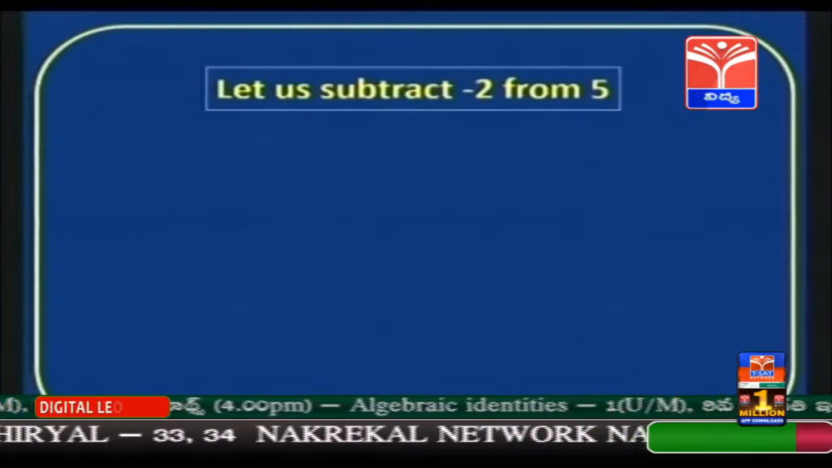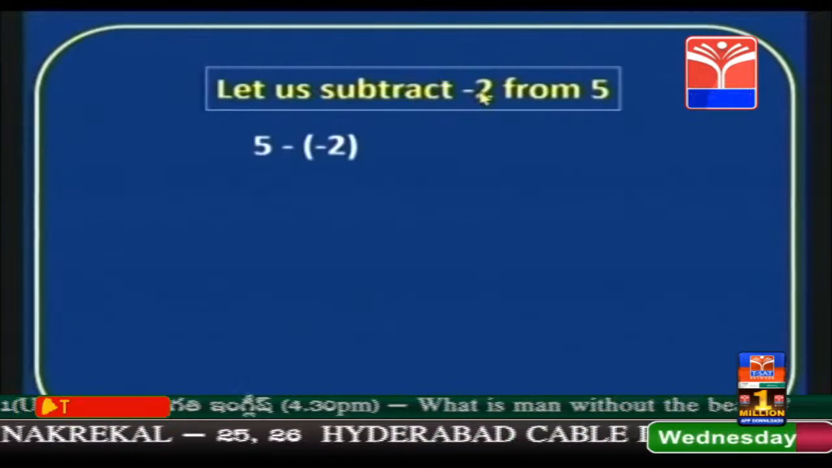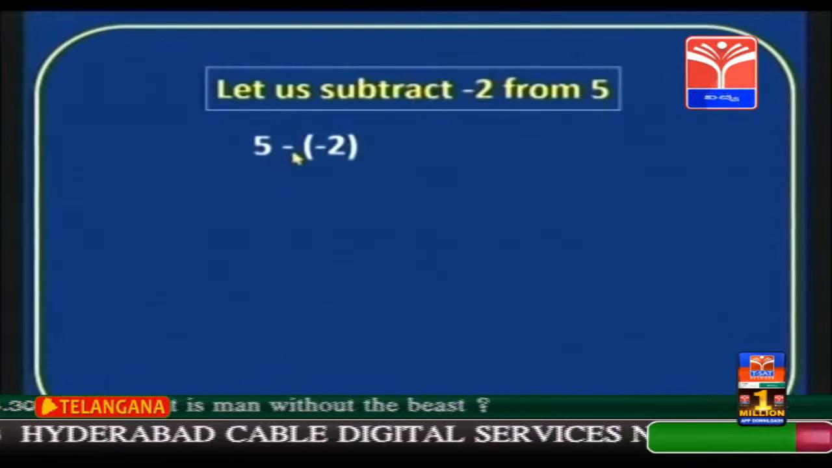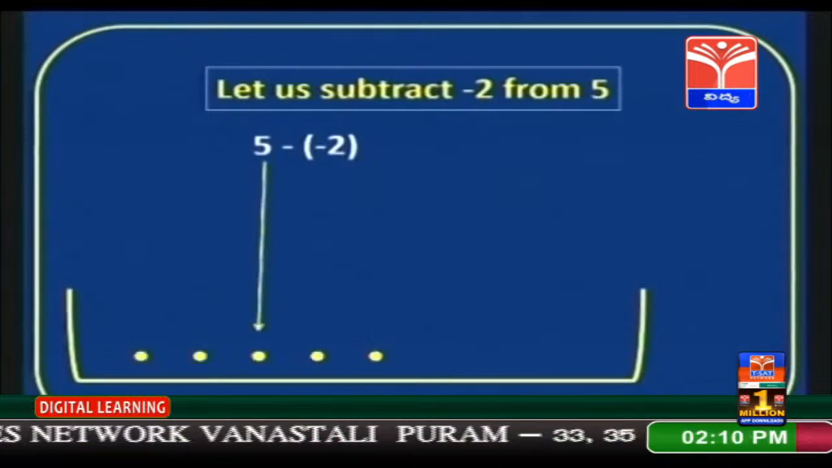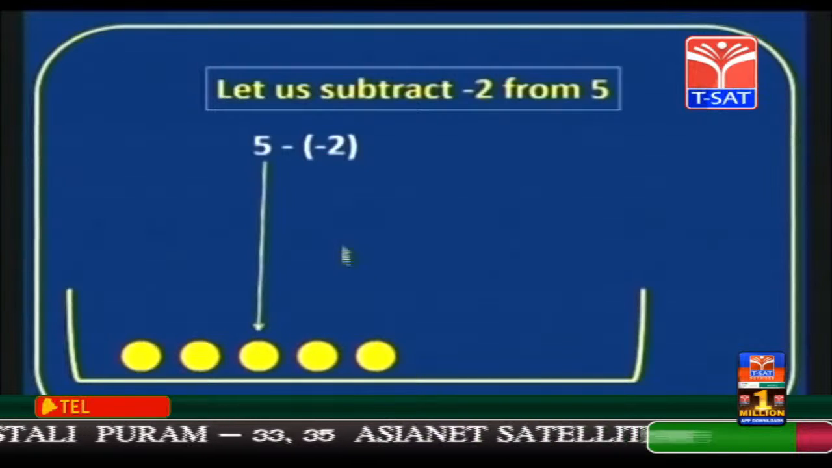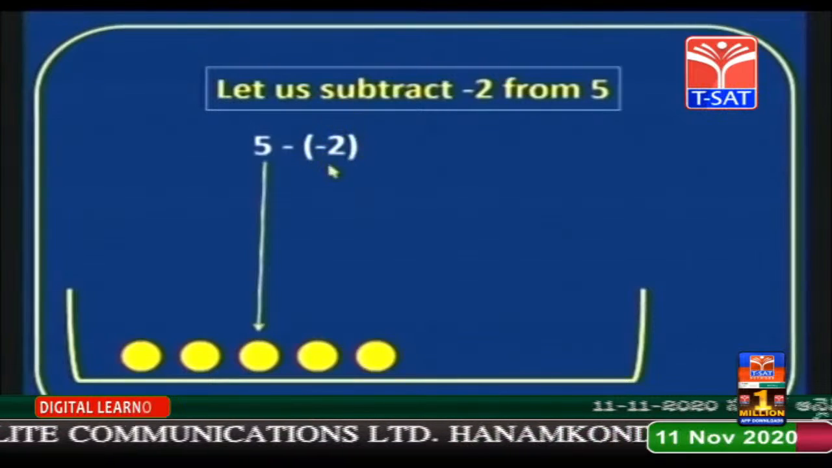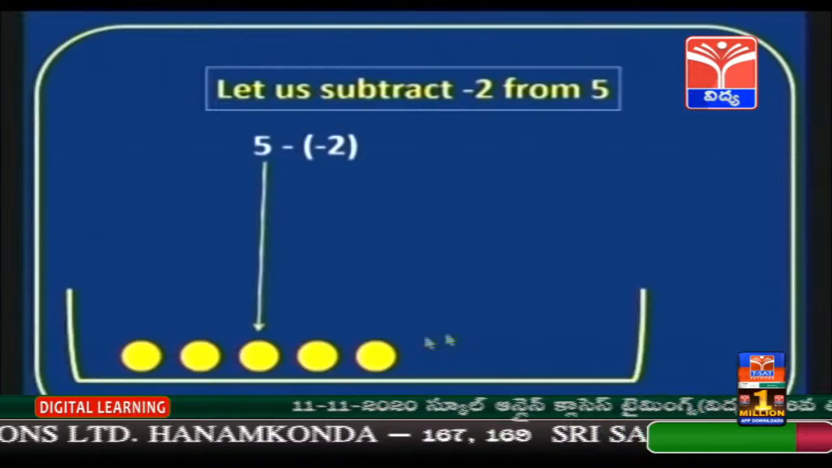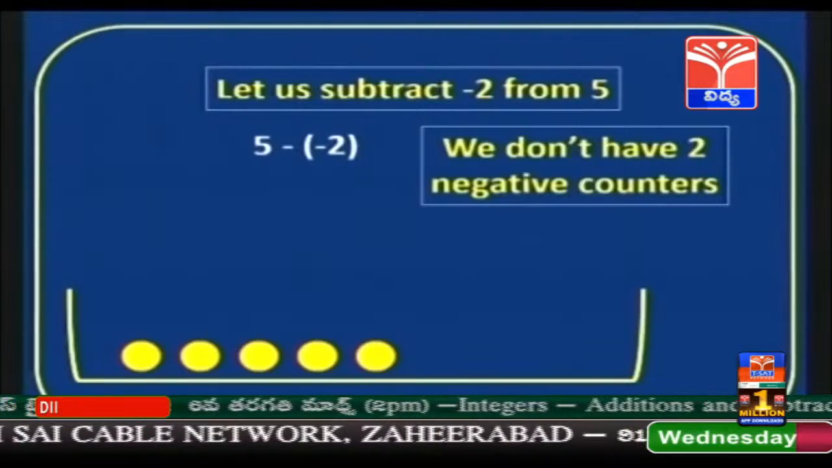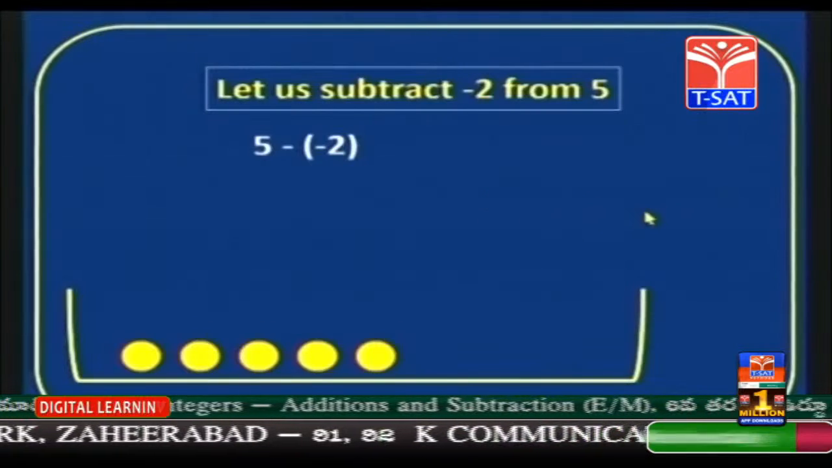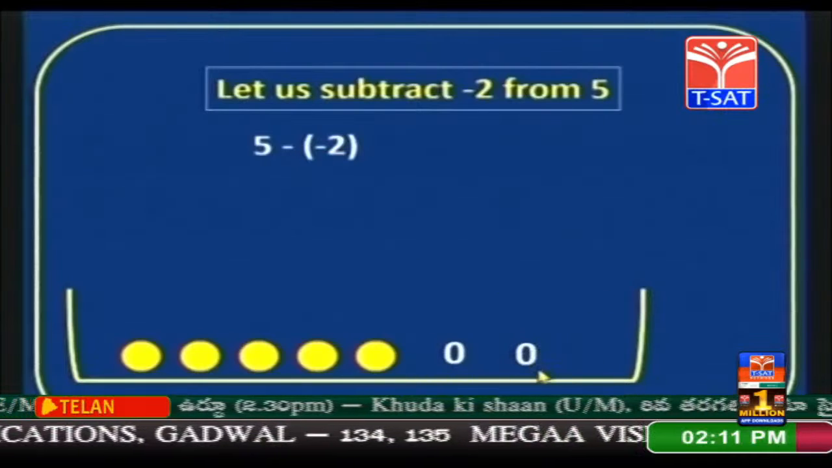3. Let us subtract minus 2 from 5. Children, here subtract minus 2 from 5. So 5 minus of minus 2. Now again I am taking a container, I am taking 5 yellow coins to represent plus 5. Here what we have to do, we have to take out the negative counters, but we do not have any red coins here. So what you have to do, we have to take zeros. So when we do not have two negative counters, I am taking two zeros. These two zeros can be taken as pairs.